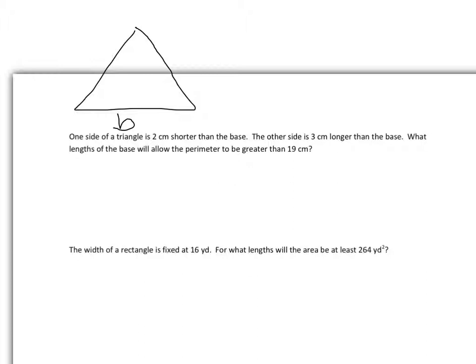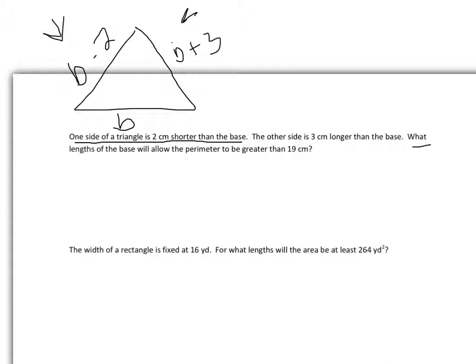Notice, once again, one side of the triangle is 2 centimeters shorter than the base. So let's say it's this side over here, 2 centimeters less than the base. That's going to be B minus 2. Okay? The other side is 3 centimeters longer than the base. So this will be the third one. So it's going to be B plus 3.